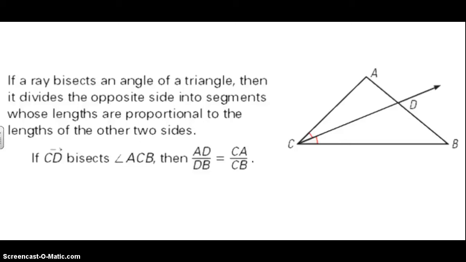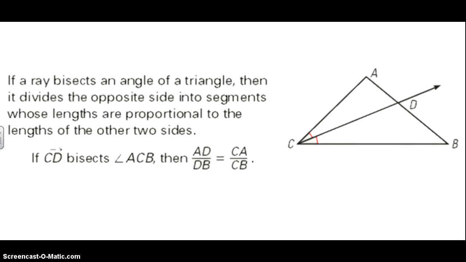We've studied angle bisectors in triangles in Chapter 5 when we talked about the in-center and things like that, but an angle bisector also does something special with triangles in terms of proportionality. There is a theorem that doesn't really have a name, but it says that if you have a ray bisecting an angle of a triangle, then that ray divides the opposite side into segments whose lengths are proportional to the lengths of the other two sides of the triangle.